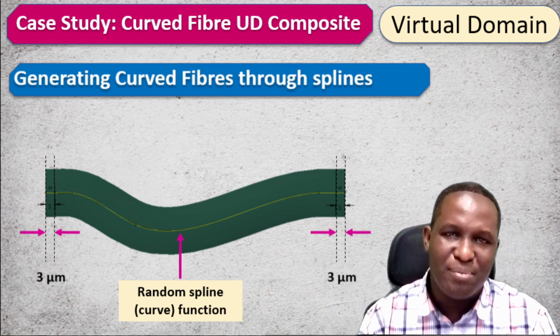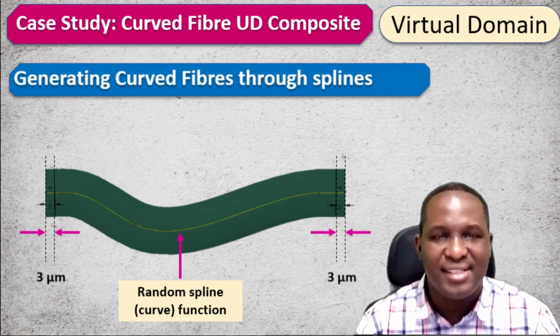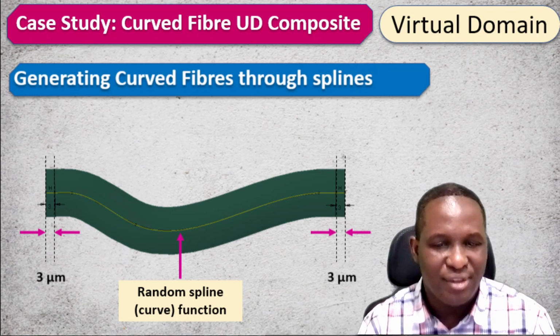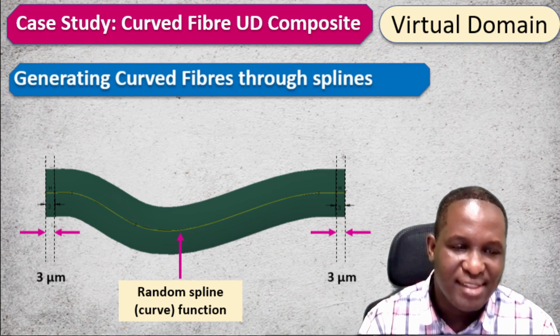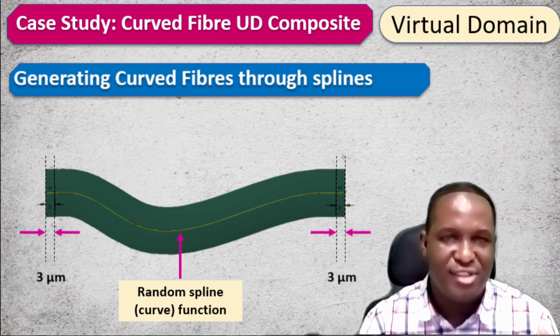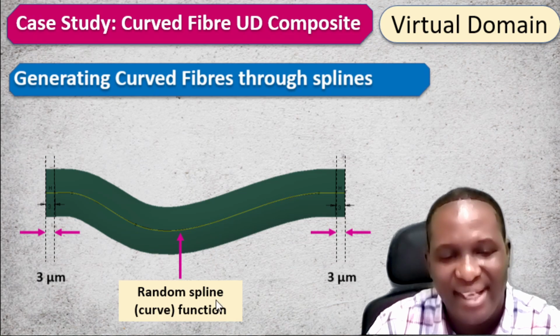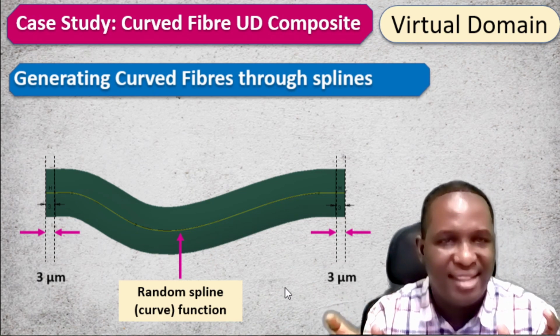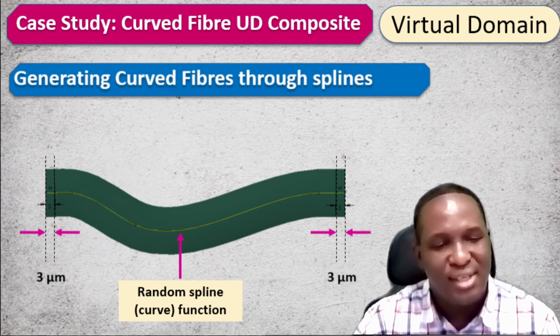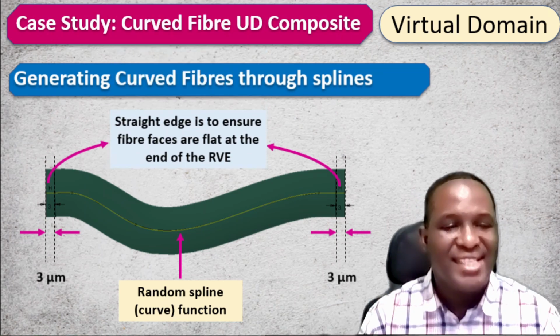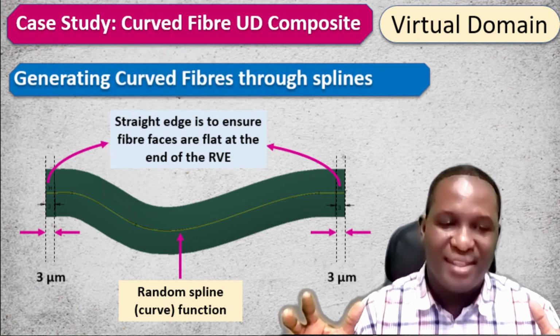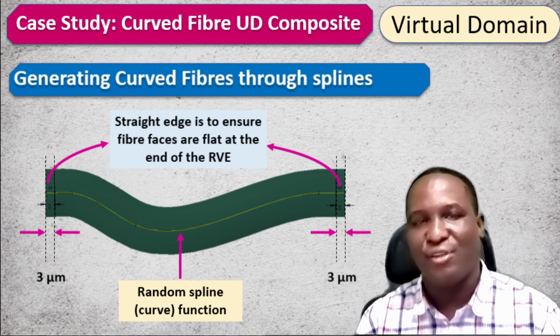The other thing that is really important for us to think about is the ends of this fiber. I've decided to make the ends very straight, so I've got a 3 micron unit length at both ends. These are like tiny tabs at the ends. The idea is that what I'm trying to achieve here is that the straight edge is to ensure the fiber faces are flat at the end of the RVE.